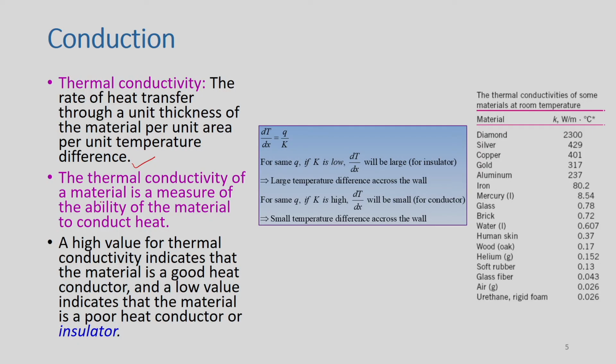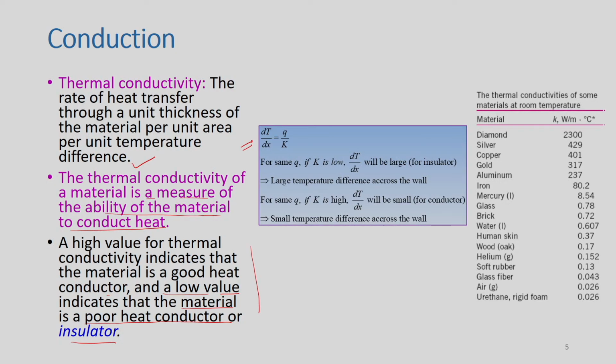The thermal conductivity of a material is a measure of the ability of the material to conduct heat. Okay. A high value of thermal conductivity indicates that the material is a good heat conductor, and a low value indicates that the material is a poor heat conductor or insulator. So, from here we can see under what condition we can say one material is an insulator and one material is called a conductor.